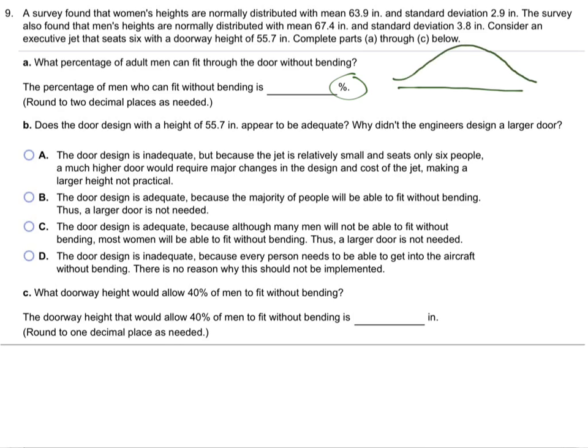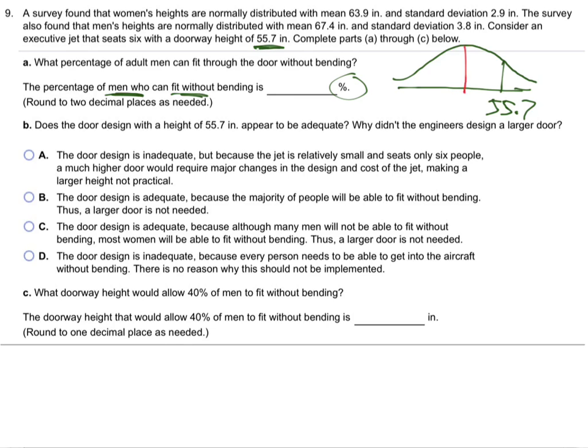So, trying to find a percentage, and a graph I think helps. What are they saying? The percentage of men who can fit without bending. The men, executive jet, height of 55.7. So 55.7 is the number on the bottom. It's not a percentage, is it? If it was a percentage number, then it goes up into the curve. If it's not a percentage number, 55.7 inches, it goes on the bottom. You getting the hang of that? All the non-percentage numbers go on the bottom. And they want me to find what percentage that is.